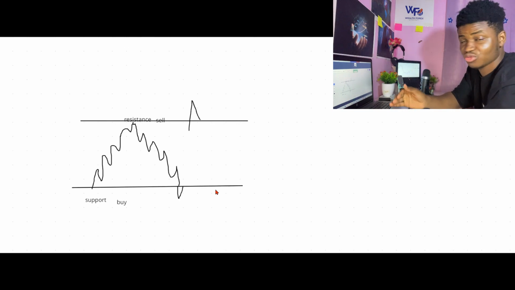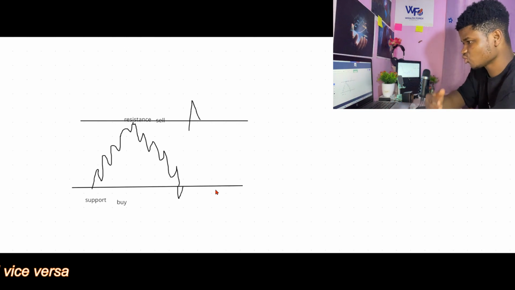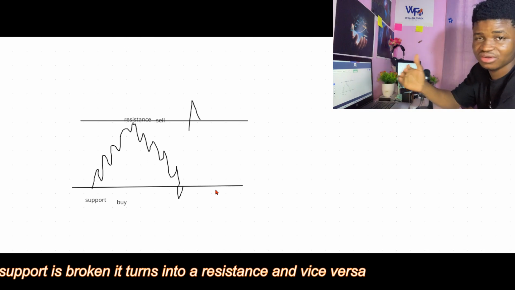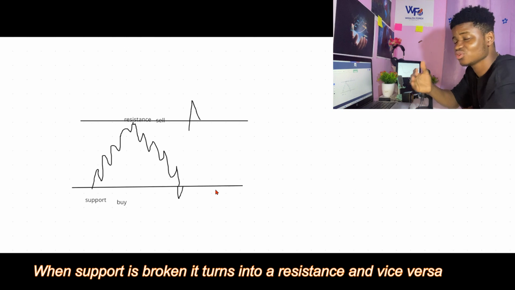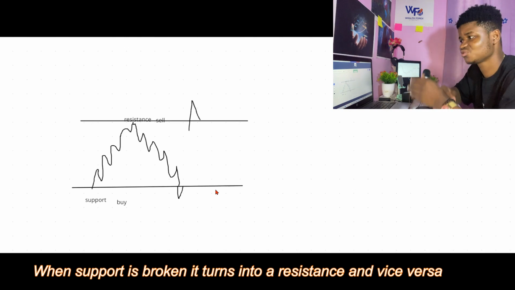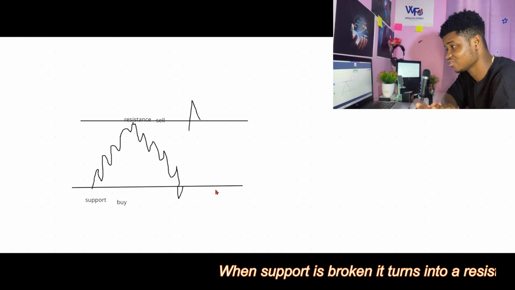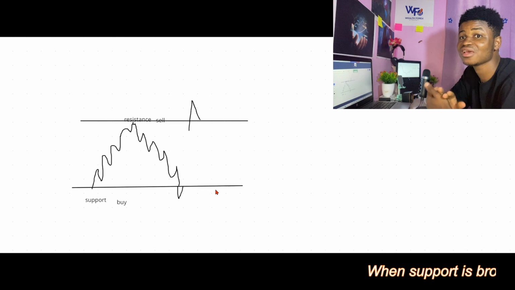Anytime price breaks your support and retests, the support is turning into resistance. And anytime price breaks your resistance and retests, the resistance is turning into what? A support. As simple as that. You don't have to stress it too much. Anytime price breaks your support and retests, it's now a resistance. Anytime price breaks your resistance and retests, it's now a support.